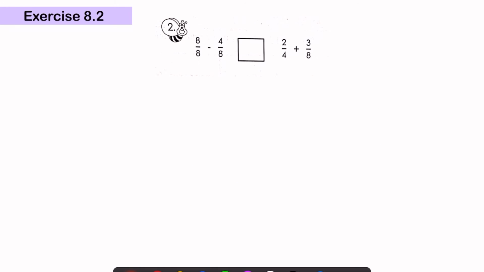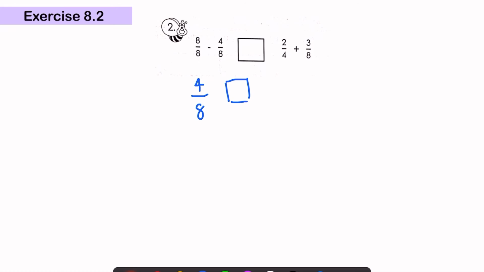So the answer is greater than. Okay, let's try again. Number 2. Do it together. We have 8 over 8 subtract 4 over 8. It's very easy because they have the same denominator. 8 minus 4 is 4, right? We have 4 over 8.